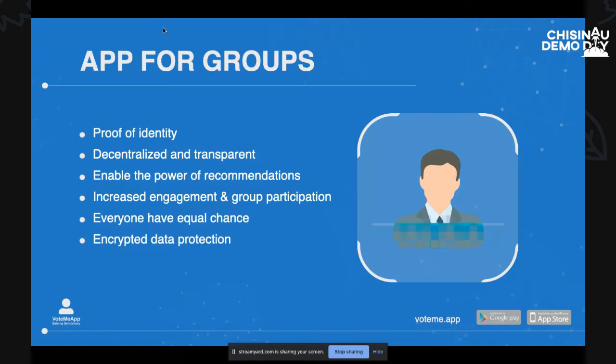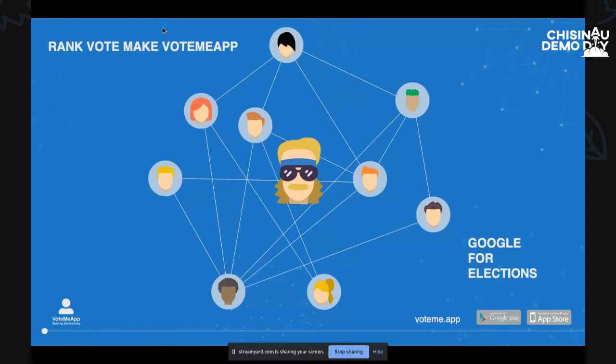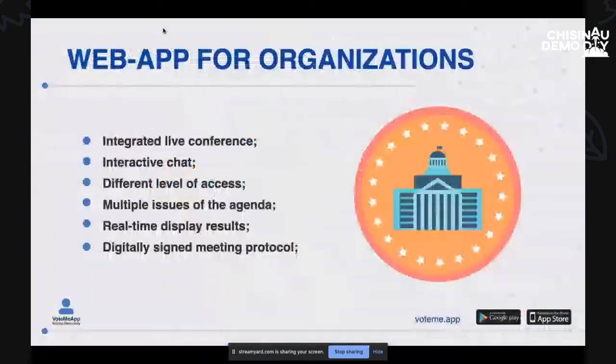Our app is decentralizing and making elections more transparent. We are enabling the power of recommendation, increasing engagement in the group. Everyone has an equal chance, girls and boys, and all data is encrypted. The secret sauce behind our app is an algorithm that is used by all of you when you search something in Google. It's called PageRank, and we basically use the same algorithm but for people. So we can say that what we have is Google for elections.